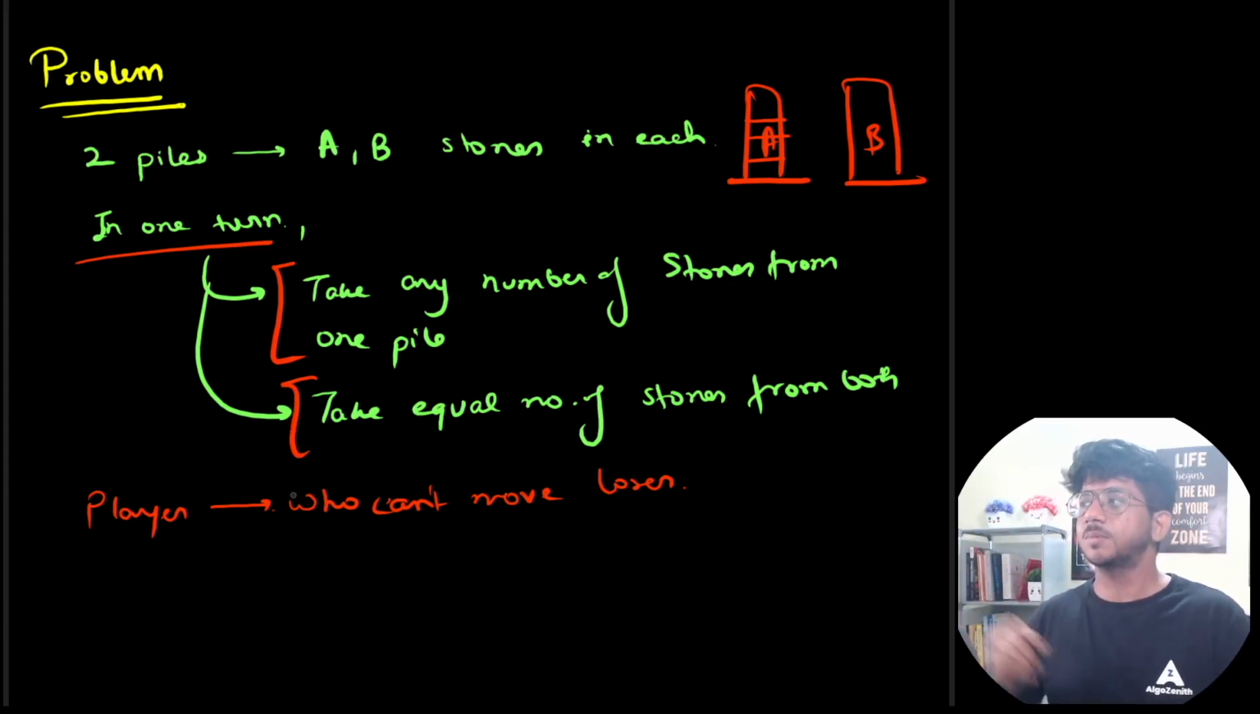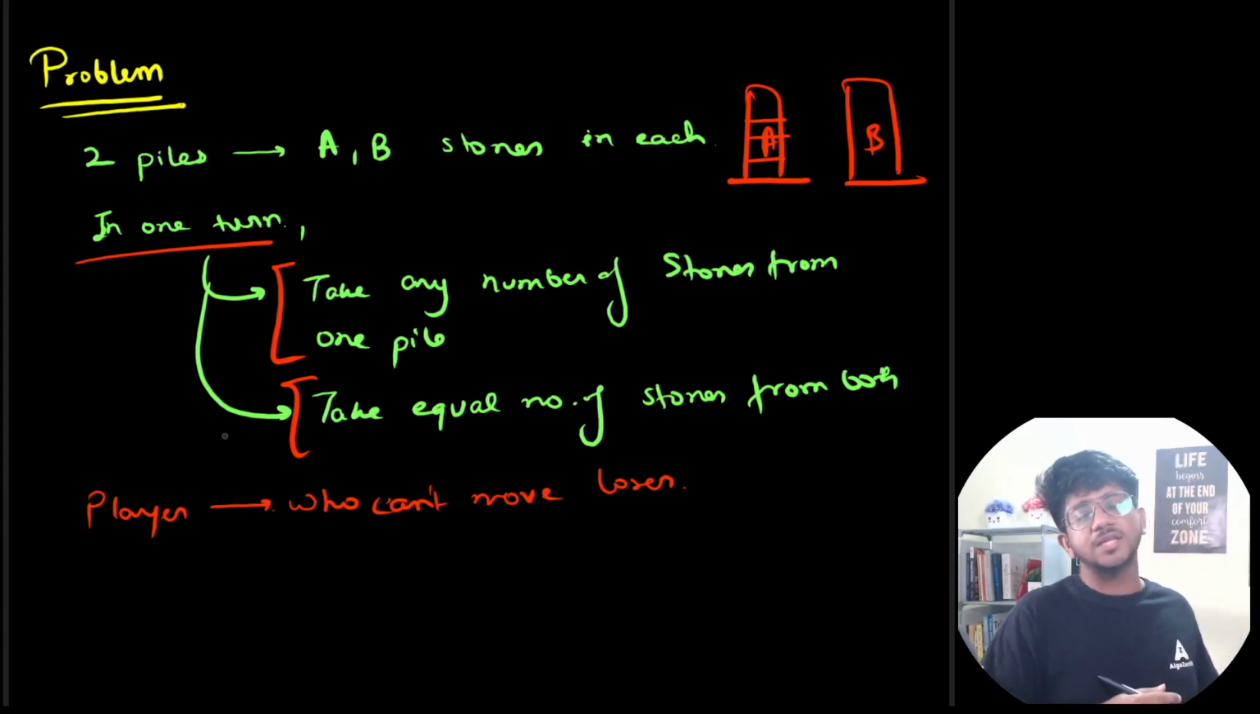He or she can take an equal number of stones from both the piles. These are the two different options that we have. Now, a player who cannot make a move, who cannot pick any stone because both the stacks become empty, is in a losing state. In that case, whoever is playing right now is going to lose.